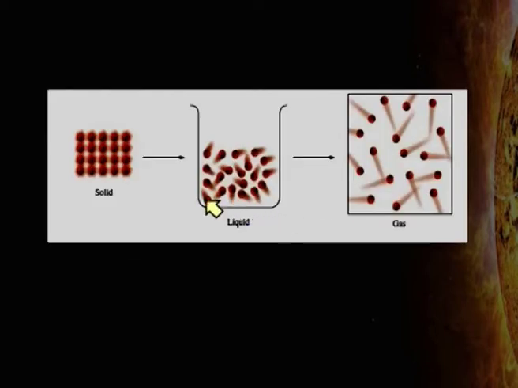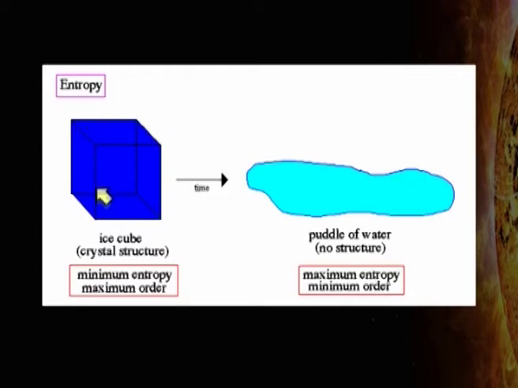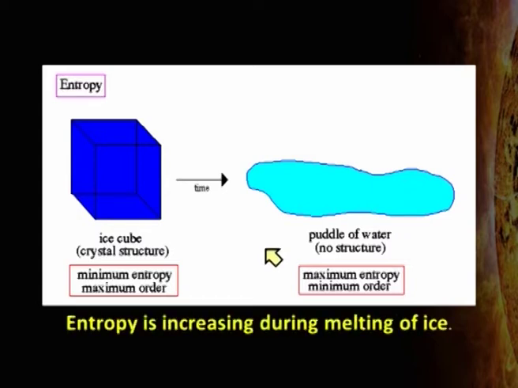As a sample changes from solid to liquid or from liquid to gas, its particles become increasingly less ordered, or we can say more disordered. So, its entropy increases. In this figure, you can see a cube of ice is melting. Here, ice is in ordered form, but this ordered form has been changed to a disordered form on melting. Therefore, entropy is increasing during melting of ice.